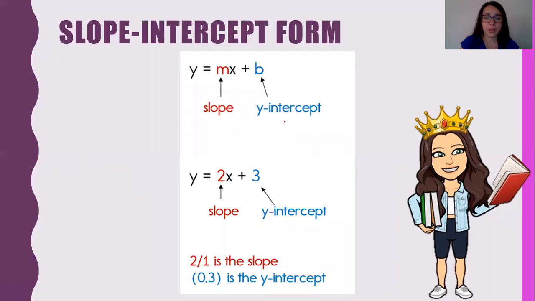I know that my slope is 2, and my y-intercept is 3 because of the position they're placed in. If we were to write 2 as a fraction, remember there's always an imaginary 1 below it. So that's why the slope is 2 over 1. And my y-intercept is (0, 3) because when we graph it, it is placed at (0, 3).